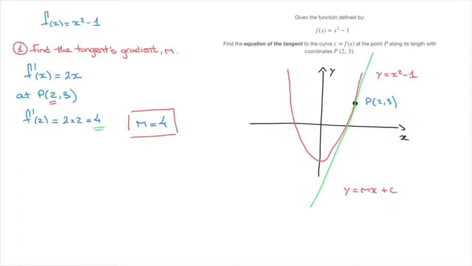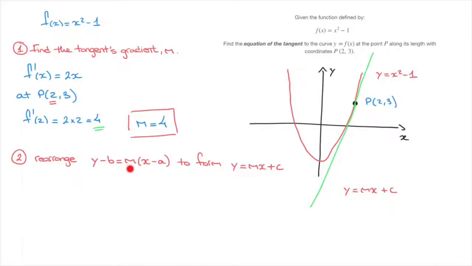We now move on to step 2. And in step 2, we find the tangent's equation. And to do that, we're going to rearrange the formula y minus b equals m times x minus a to write y equals mx plus c. That's the tangent's equation. Now, you may not have seen this formula before, and if you haven't, do make a note of it now. Here's how it works.